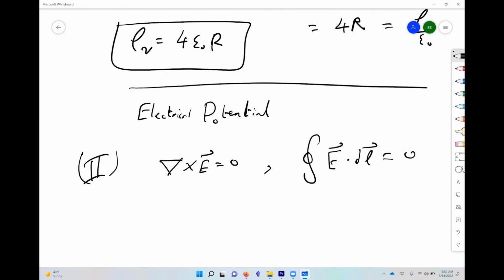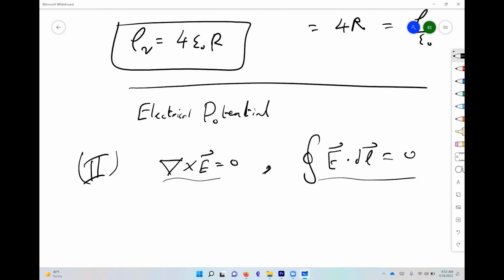Those postulates always come in pairs. They come in the microscopic, differential form, and the macro form, the integral or global form. So infinitesimal and global versions of the law. Okay.